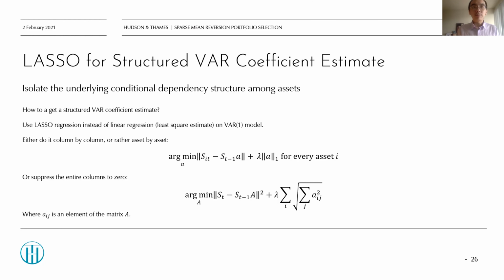Or we can just suppress the entire columns to 0. Here you can see, although this is not exactly an L1 norm, the exponent is the same. You have a square and you have the sum of squares and you take the square root. So basically this is still an L1 norm equivalent. So I also have two animations to show you how exactly this will work for real data.